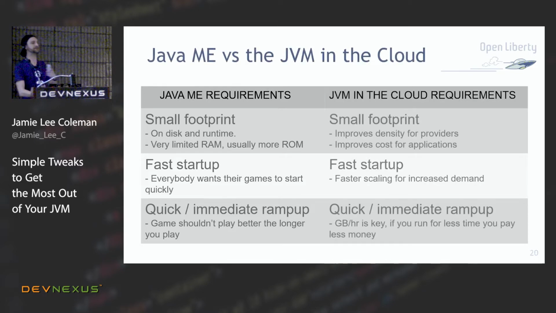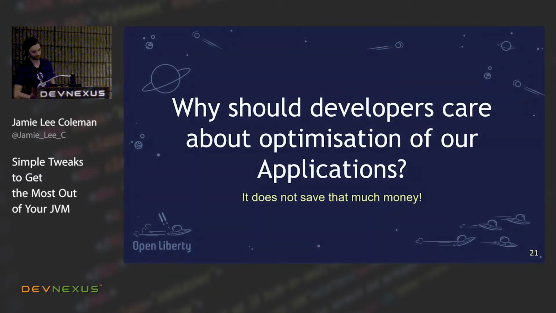So if we compare this to kind of a JVM in the cloud, as you can see, the very similar characteristics: small footprint, fast startup, quick and immediate ramp up. And like I mentioned, the time it takes your application to start up is really wasted time completely. If your application takes 5 seconds or 10 seconds or a minute to start up, that's completely wasted resources. Nobody can use your application until it's fully booted up. So this is something you really need to consider when you're thinking about a cloud native approach.